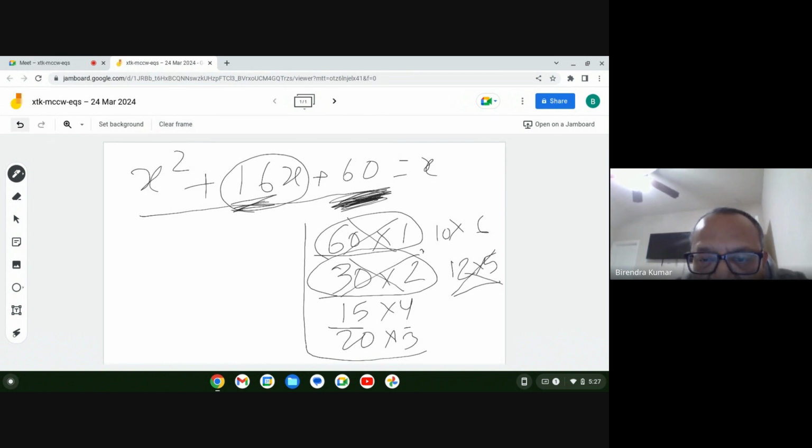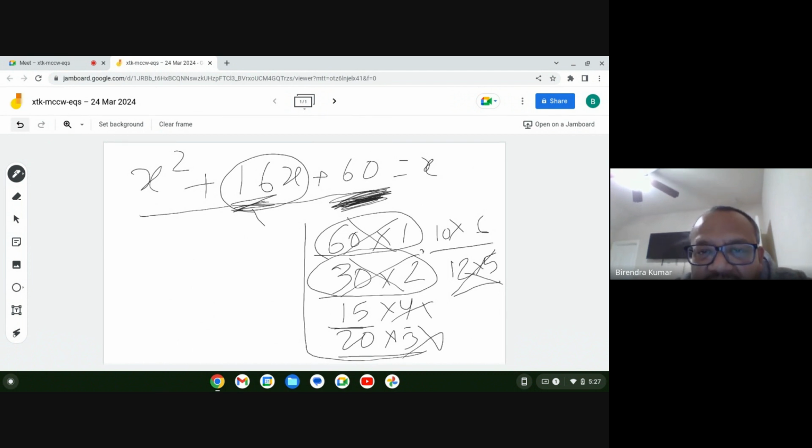15 into 4. If I add these two numbers, 15 plus 4 is 19. This is different from 16, so this is also ruled out. 20 into 3. If I add these two, 20 plus 3 is 23. Different from this one, ruled out. 10 plus 6.